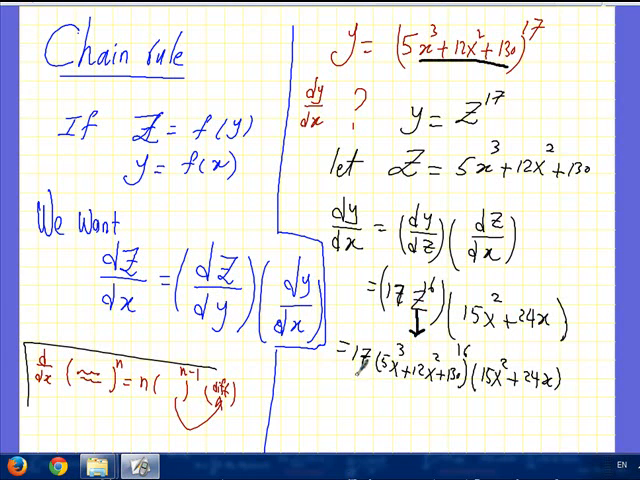Now we have to remove z and write instead its value. So it will be 17 multiplied by the bracket to the power 16, which is 5x cubed plus 12x squared plus 130, multiplied by 15x squared plus 24x. From this we conclude that d by dx of any bracket to the power n will be n multiplied by the bracket to the power n minus 1 multiplied by the derivative of what's inside the bracket.